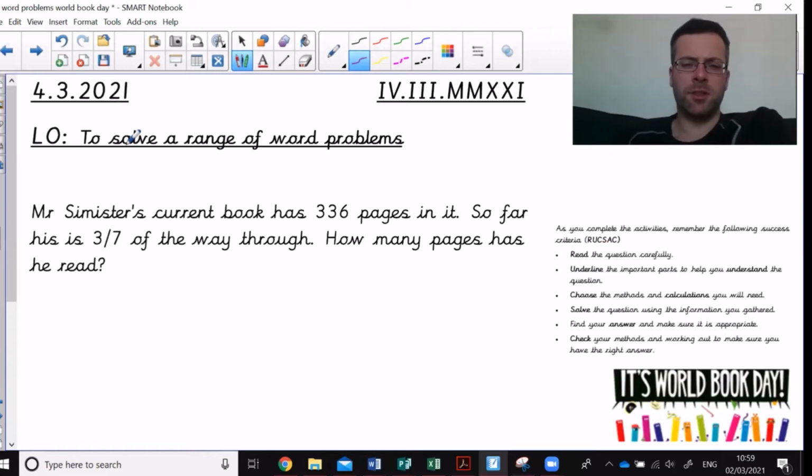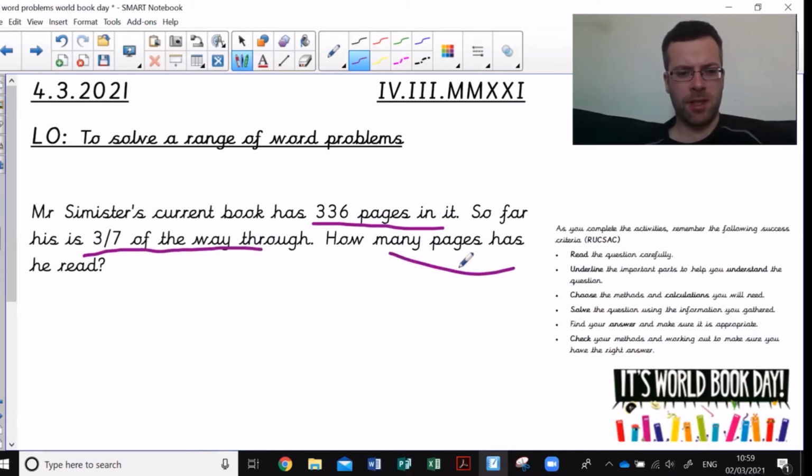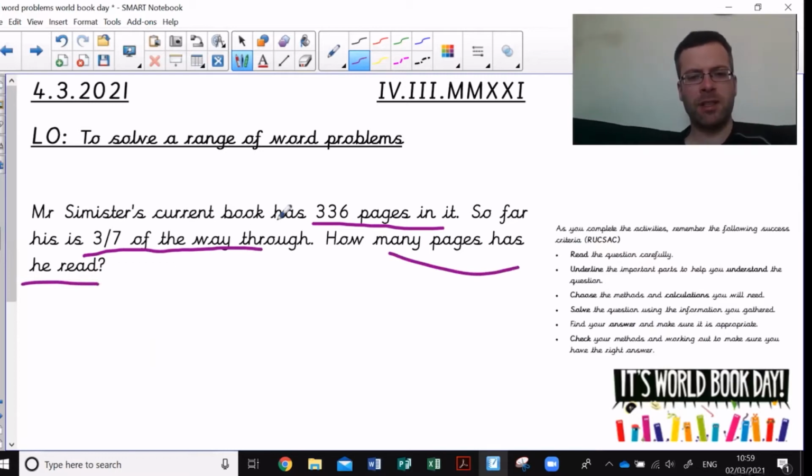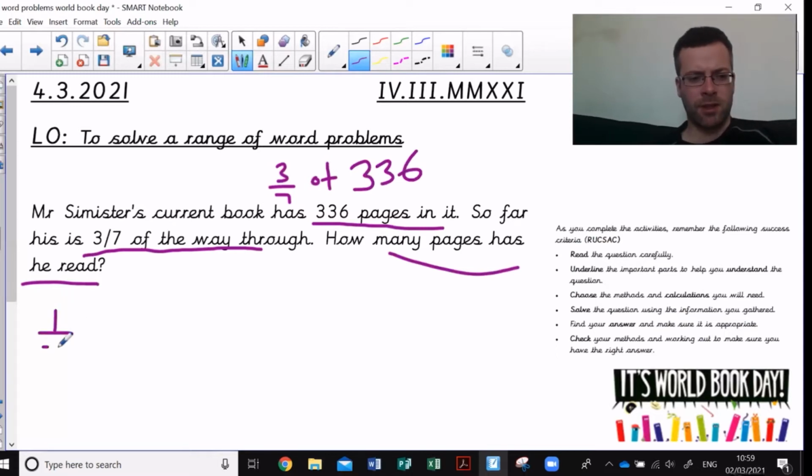Mr. Simister's current book is 336 pages in it. So far, he is 3/7 of the way through. How many pages has he read? So, this bit's important. 3/7 of the way through. How many pages has he read is important. So, what I need to do is find 3/7 of 336. Now, to do that, I can't find 3/7 until I know what 1/7 is. So to find 1/7 of 336, I divide by that 7.